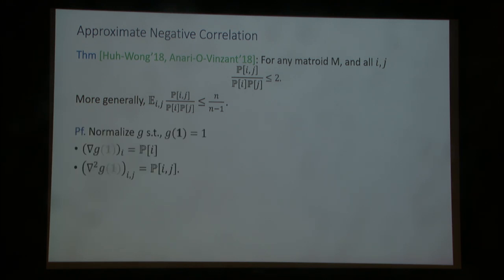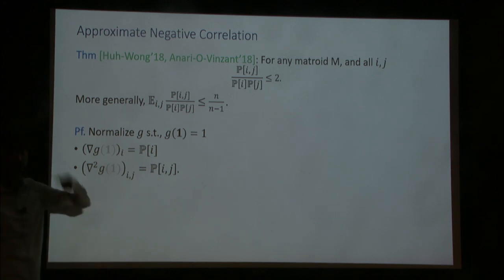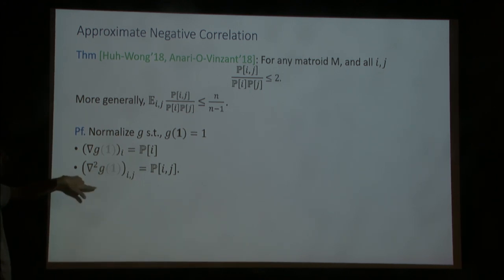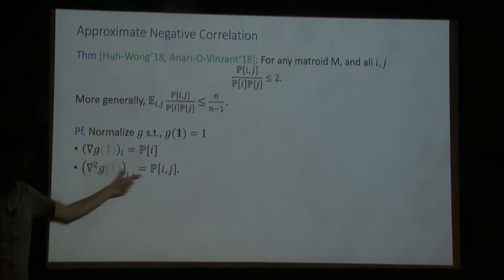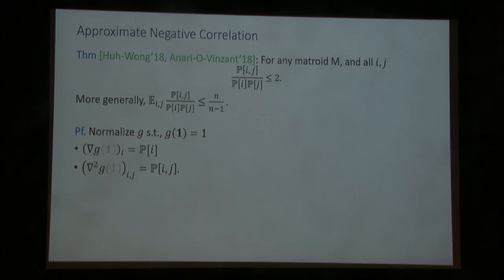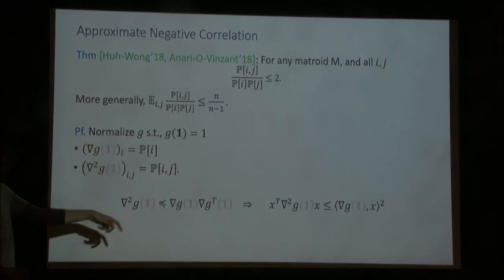Anyway, so how do you prove this? Basically, it just follows from what I said in the last slide, that you need to make two observations. First, you normalize g such that g of 1 is 1, so let's say the coefficient of a base is 1 over the number of bases. Then it's not hard to see that the coordinates of the gradient, if you evaluate it at all ones, give you the marginal probabilities. The ij coordinate of the Hessian will give you the joint probability, the probability of i and j. Now you just use this identity. You plug in.